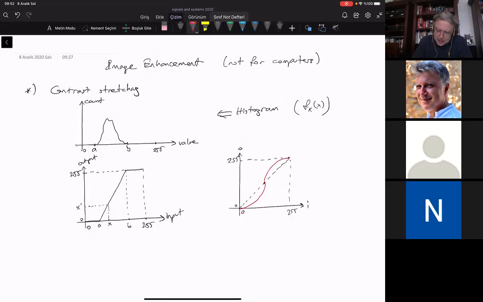If you apply a curve like this, the curve will make the whole image look darker. If you apply this curve, it will make the whole image look brighter.